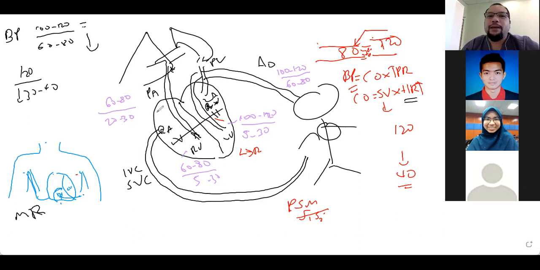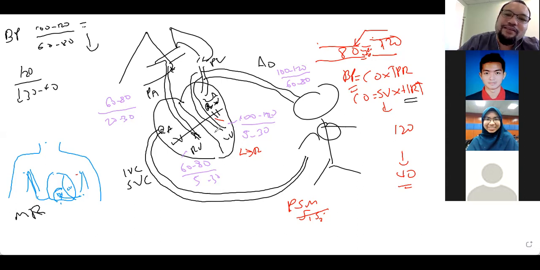Kan? Okay. Masa diastolic ada murmur tak? Mitral regurg. Masa diastolic ada murmur tak? Tak ada murmur. Kenapa tak ada murmur? Sebab memanglah sepatutnya kena ada blood lalu. Sebab dia memang sepatutnya kena lalu masa diastolic kan? Kan? So tak ada murmur. So MR is a systolic type of murmur. Okay. So MR apa jadi?